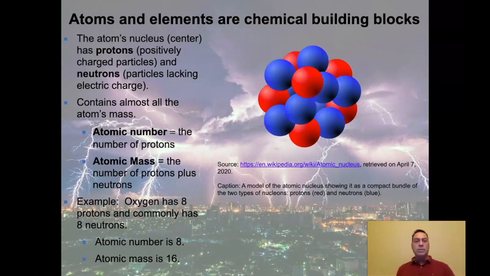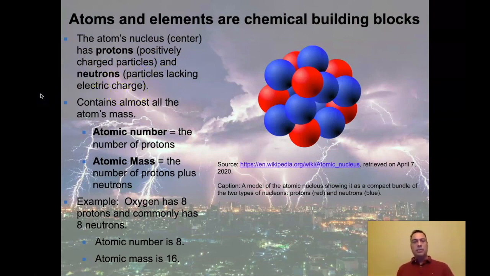So an atom's nucleus, which is where we're going to start building this atom, is the center, right? And in it, it has two particles. It has protons and neutrons. Now, the protons are positively charged particles, and the neutrons lack electric charge at all. In other words, they're neutral. They have nothing.